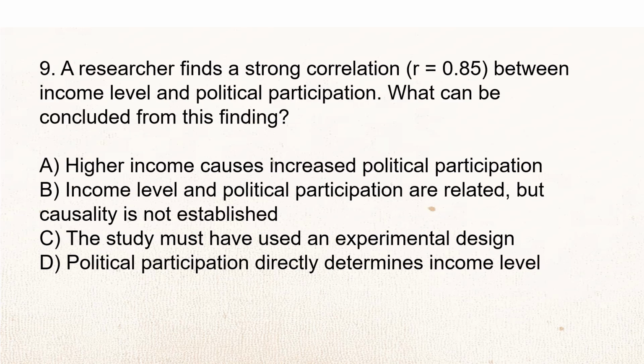Number 9. A researcher finds a strong correlation of 0.85 between income level and political participation. What can be concluded from this finding? Letter A, higher income causes increased political participation. Letter B, income level and political participation are related, but causality is not established. Letter C, the study must have an experimental design. Or letter D, political participation directly determines income level.